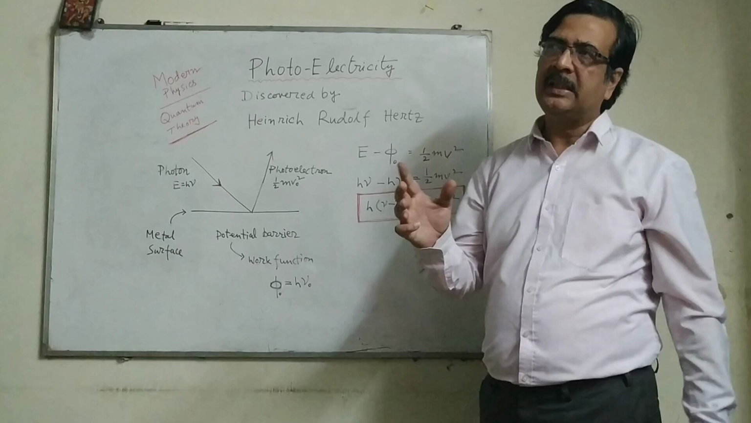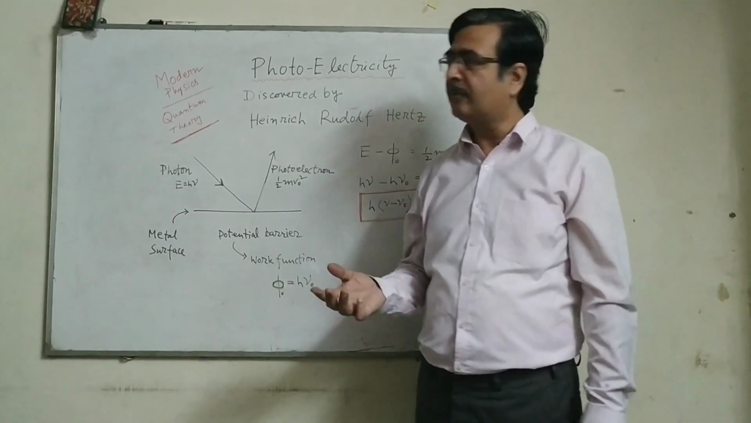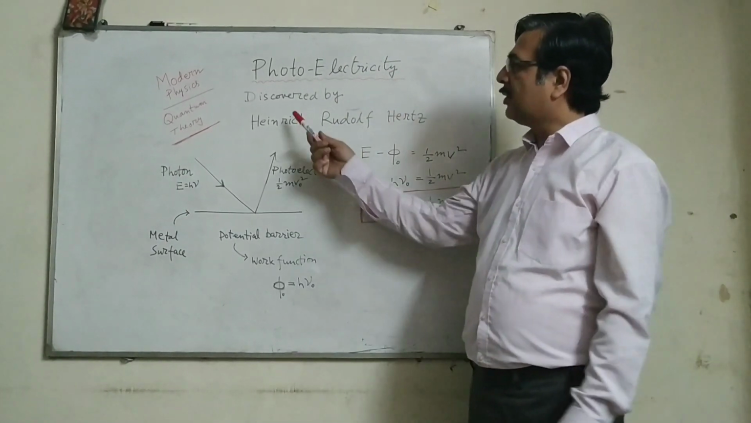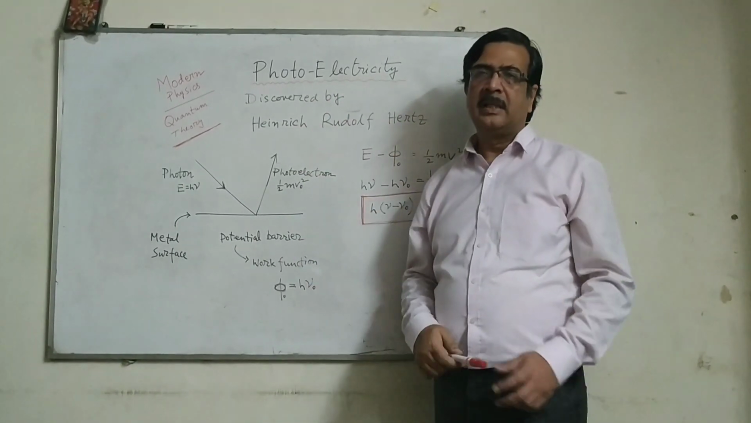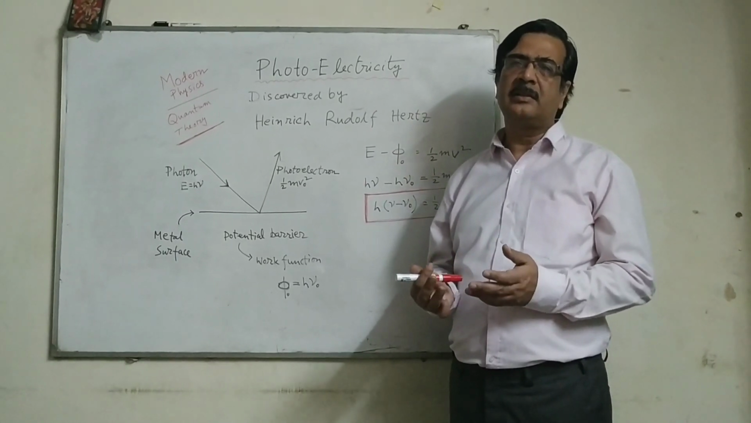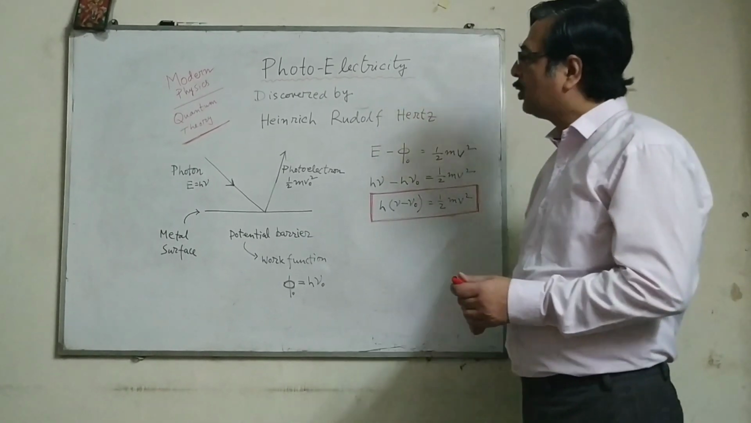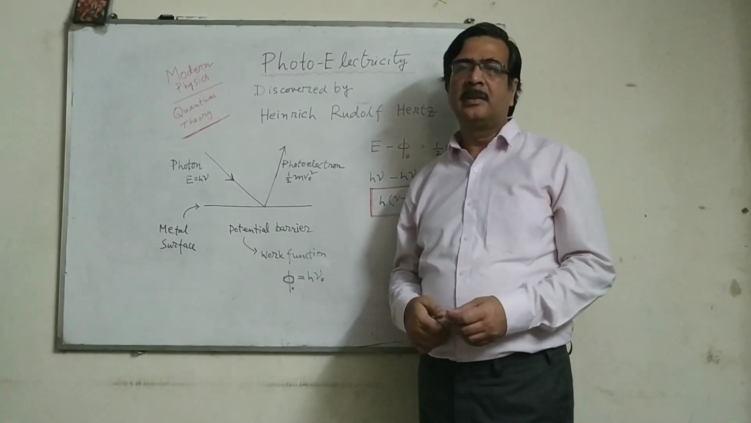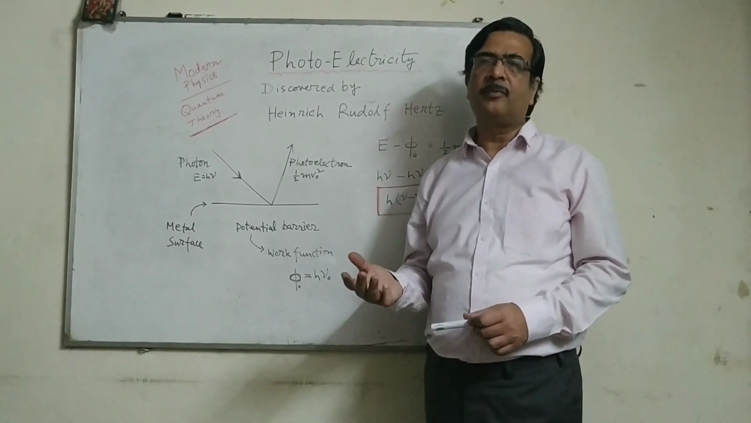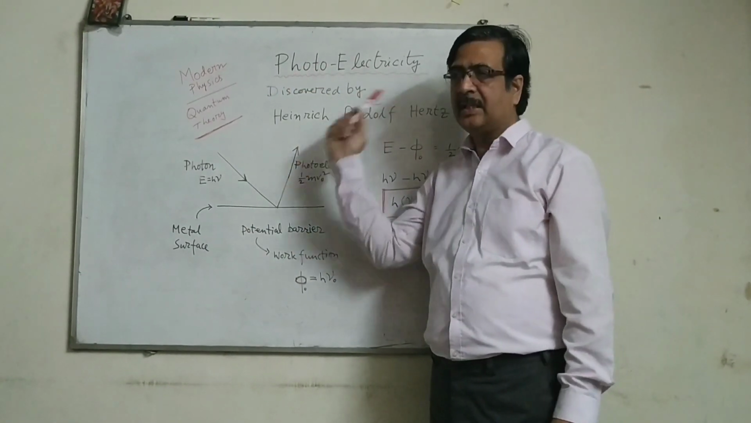We know that we sometimes discuss the wave nature of light, and sometimes the quantum nature of light, but here we are discussing the quantum nature of light. It was discovered by Heinrich Rudolf Hertz, and by his experiment the particle nature, the quantum nature of light, was shown. From the name it is obvious that electricity is found from light, that is from photo. Photo means light, so from light we are getting electricity.